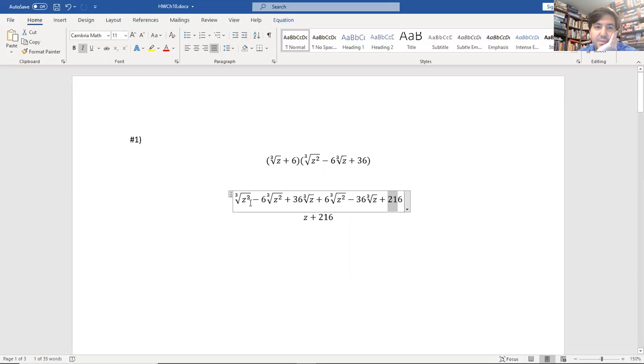Now, if we combine some like terms, something interesting is going to happen. Here's a -6 cube root z squared. Here is a +6 cube root z squared. They are exactly the same, except one's negative, one's positive. So if you add them up, they will cancel out. They're not there anymore. In addition, you've got positive +36 cube root z and a -36 cube root z. The same thing's going to happen. Those will cancel out and leave you with 0.